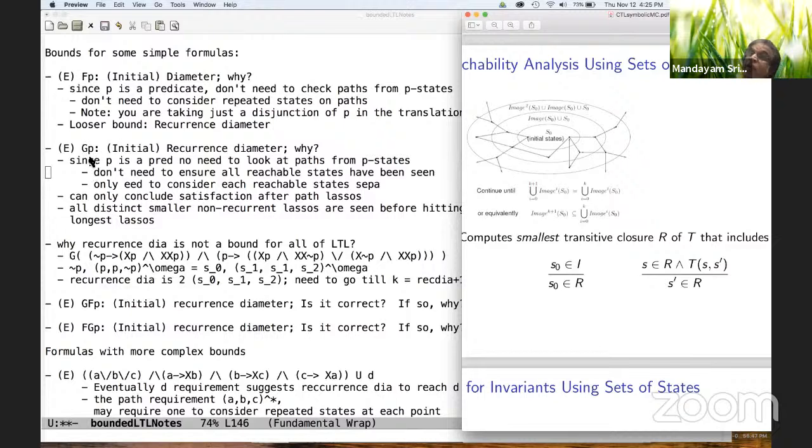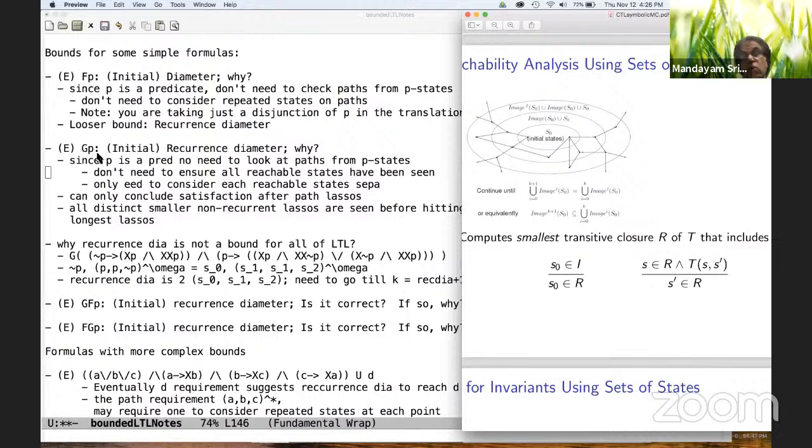It will fail only if it is unsat. That doesn't mean that there is no path; there could be a longer path. But once you hit this recurrence diameter, you can be sure either you would have encountered a path with a SAT result, or if you don't encounter one, then there does not exist such a path. And the critical thing is P is a predicate here.